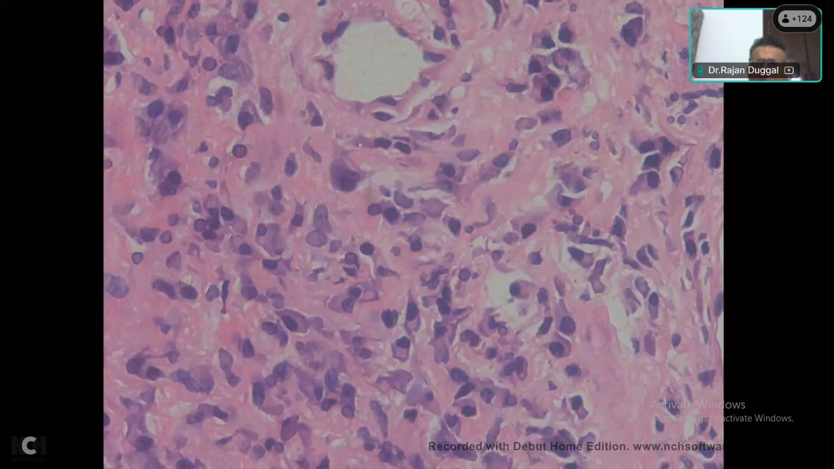Now we look at the high magnification of the infiltrate. What do you think these cells are? They are plasma cells. Majority of them are plasma cells.